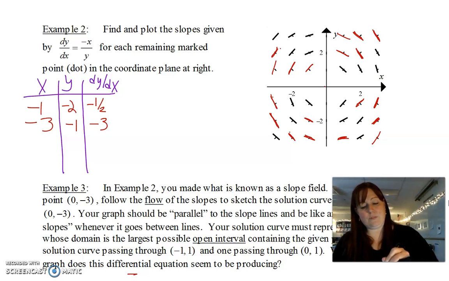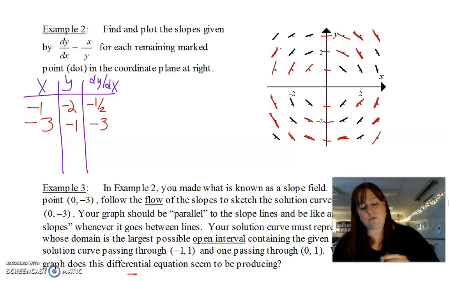Oh my gosh, I forgot to put in some slopes. What happens when x equals 0? Well, all of the slopes are equal to 0 because 0 divided by anything is 0. Okay, so there we go.